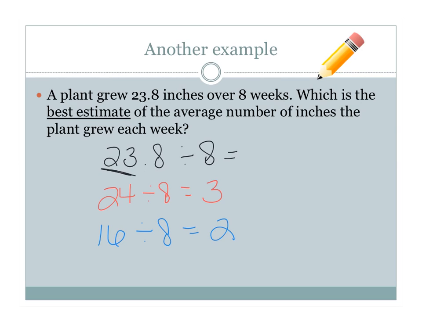Now, which of those estimates is better? Think, which number, 24 or 16, is closest to our original number of 23? You should have said 24 is closer to 23, making 3 the best estimate. Since you see the pencil on this slide, go ahead and copy down this example into your notes. If you didn't copy the example from the last slide, copy that one as well.